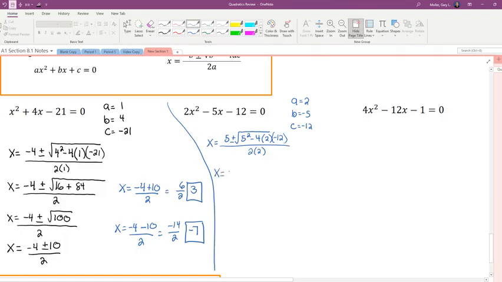X equals 5 plus and minus the square root of 25 minus a negative is a plus. 8 times 12, I could do in my head, but I just want to make sure I get the answer right. Let's try that again because I did it wrong. 96.